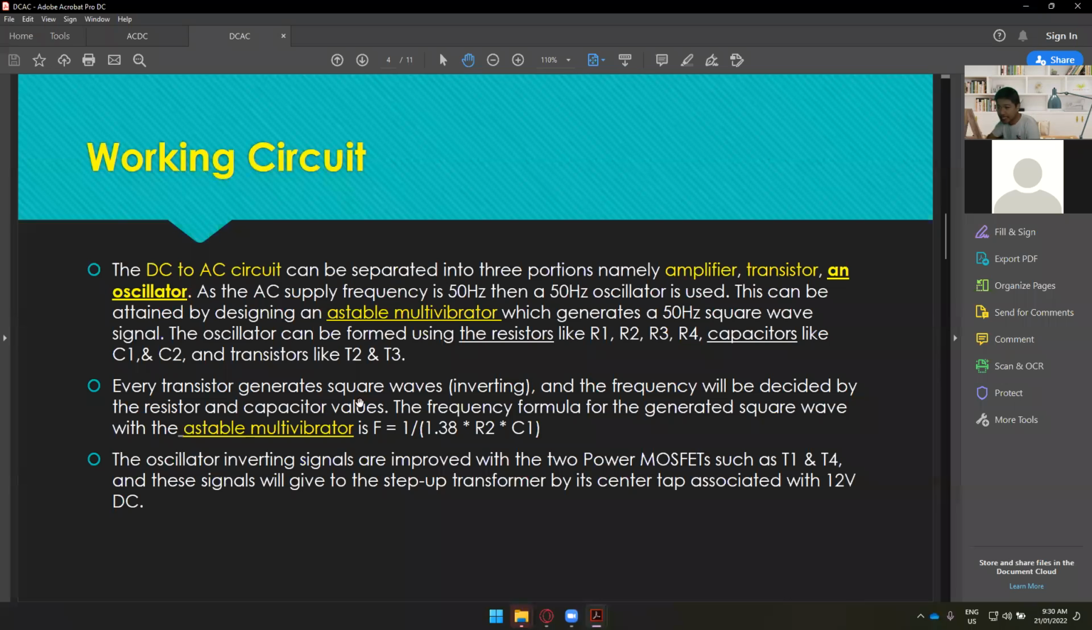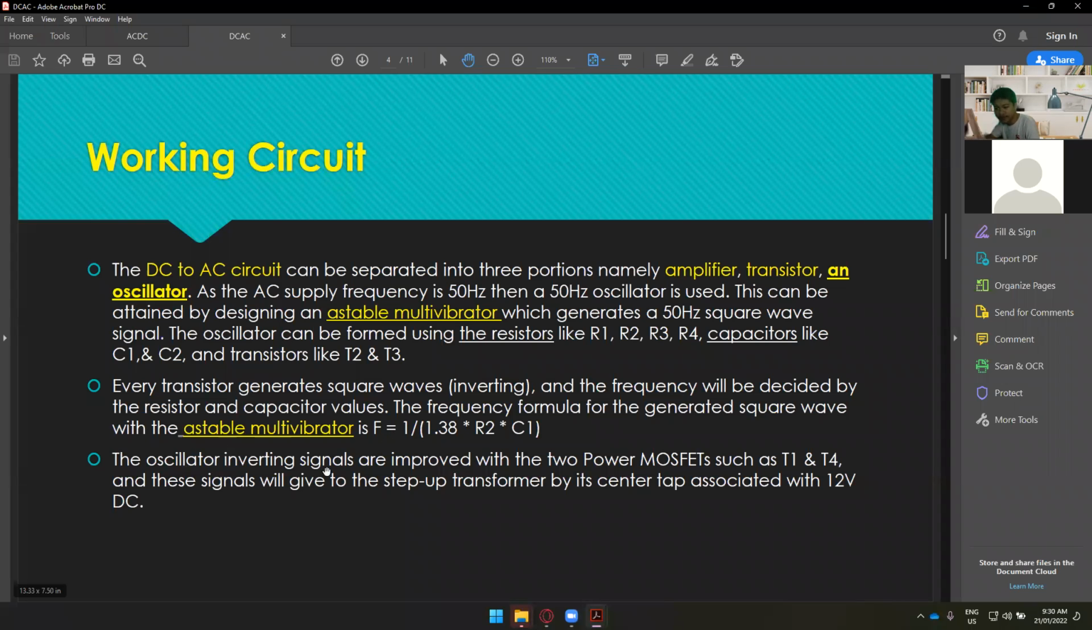Every transistor generates square waves, inverting, and the frequency will be decided by the resistor and the capacitor values. The frequency formula for the square wave generated with the astable multivibrator is F equals 1 divided by 1.38 times R2 times C1. So it's just the formula for the frequency. Do you need 40 Hertz? Do you need 60 Hertz? Do you need 30 Hertz? Just come up with the correct values of your R2 and C1 in order to get the correct frequency that you'll need on your system.